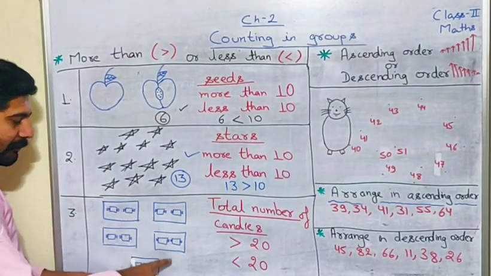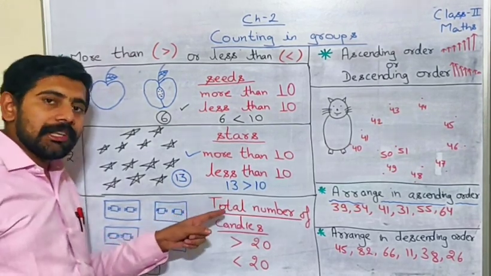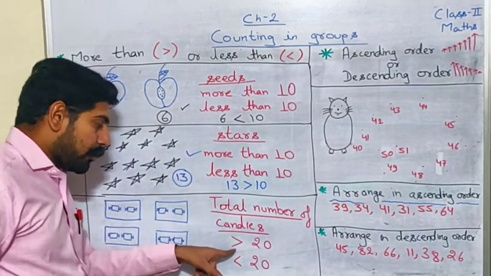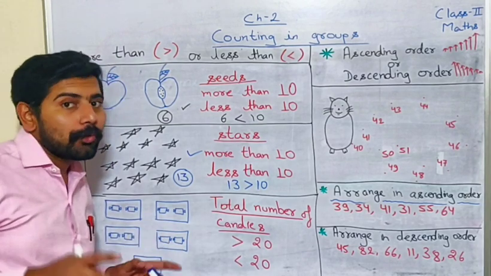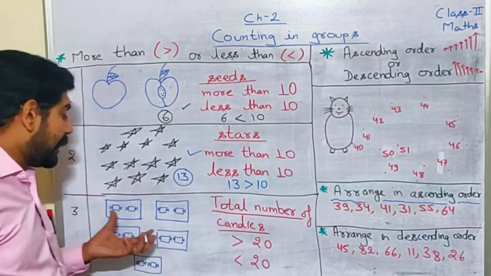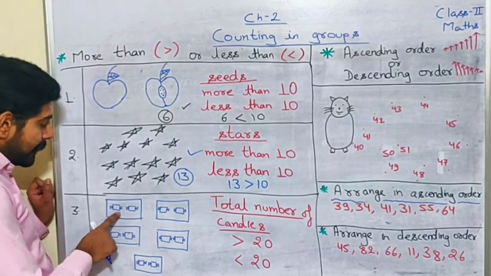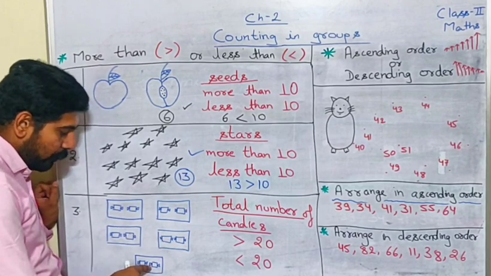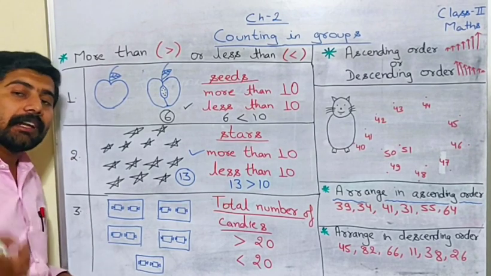Okay, let's do one more activity. Here we are given some candies. The question asks whether the total number of candies is more than 20 or less than 20. So for that we have to count, and here we are given the candies in pairs. How many pairs are there? 1, 2, 3, 4, 5. 5 pairs of candies are there.